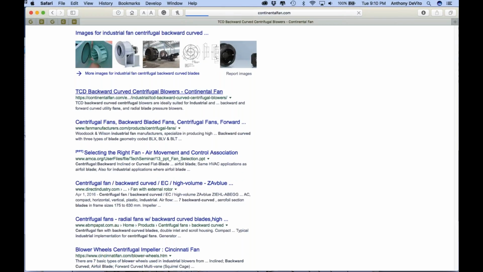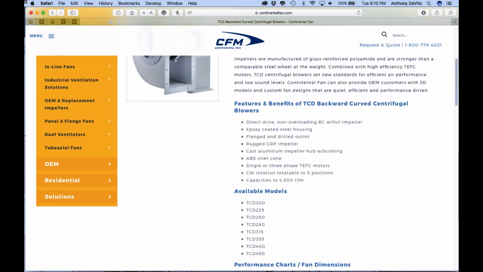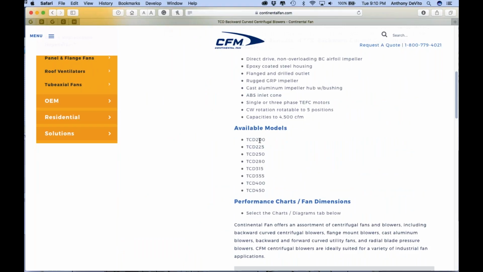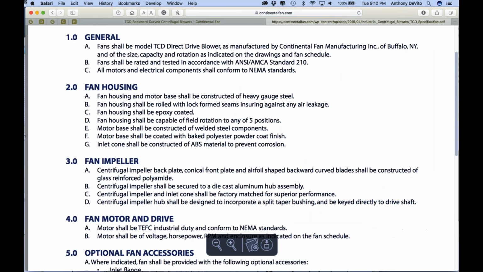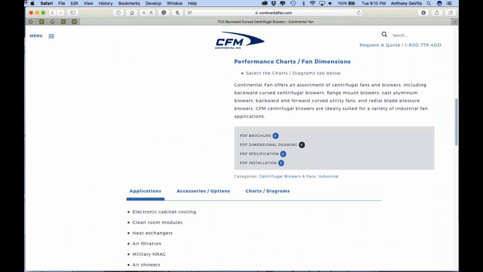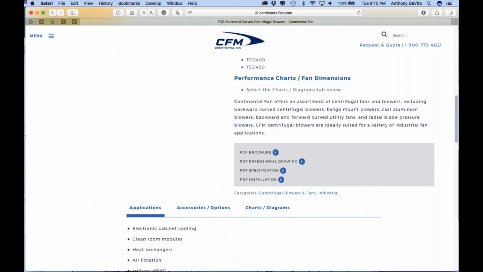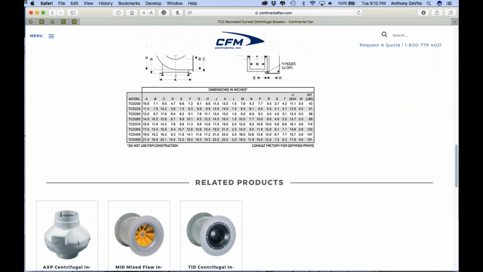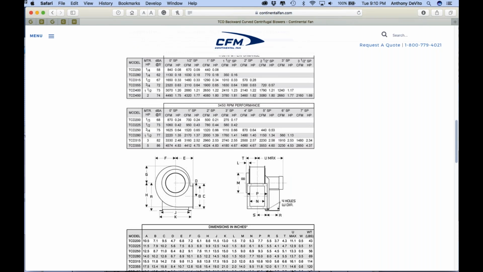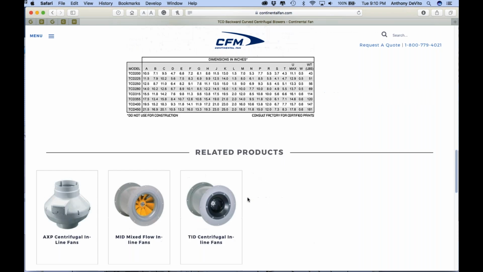Continental Fan. Here we go. Available models, performance charts. Select the charts. Dimensional drawings. Come on. Let's see. See, it's saying select the charts diagram tab below. I'm not sure where. Oh, charts and diagrams. Here we go. Here's dimensions. Obviously they got to provide the dimensions and so on and so forth.